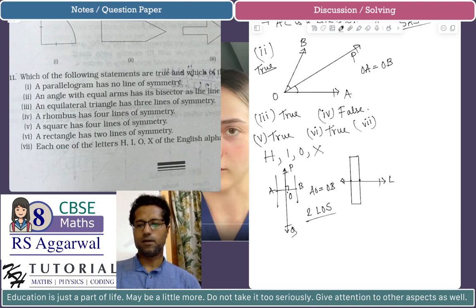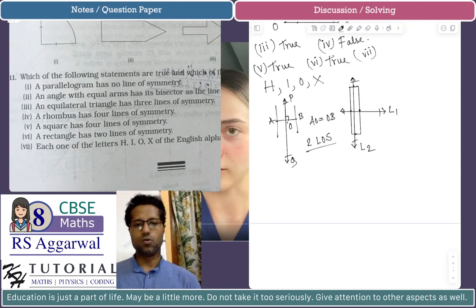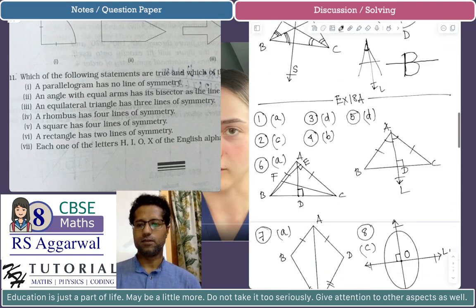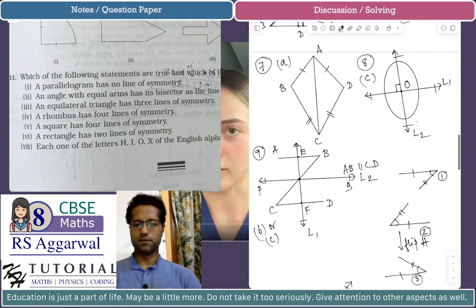This is L1, and the other line, if I join the midpoints of these two opposite sides of this straight line, will be another line of symmetry, L2. So letter I also has two lines of symmetry. What is O? O, the letter O. O is oval. We have already seen that the letter O has two lines of symmetry.